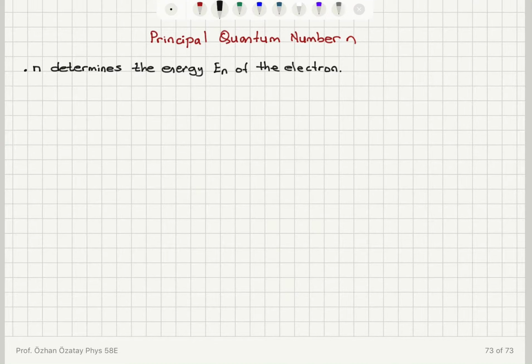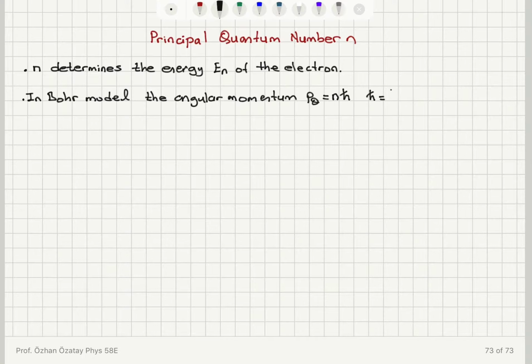In the Bohr model, we have a relationship between the angular momentum and n. The angular momentum p theta was given as being quantized in units of h bar. So it is n times h bar, where h bar is Planck's constant h divided by 2 pi.